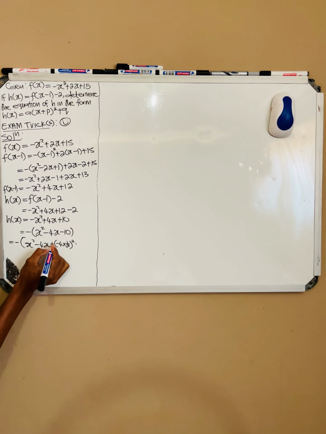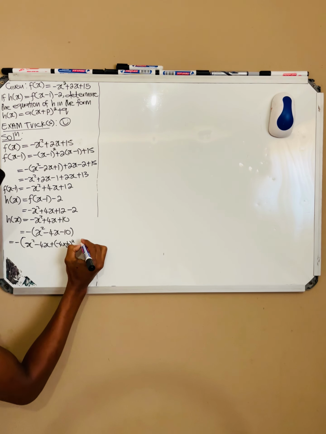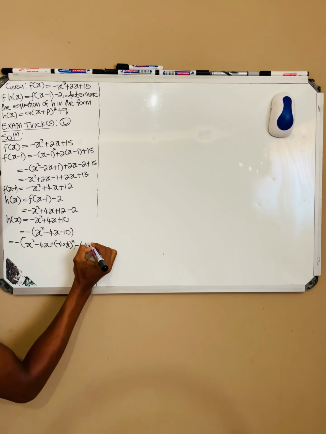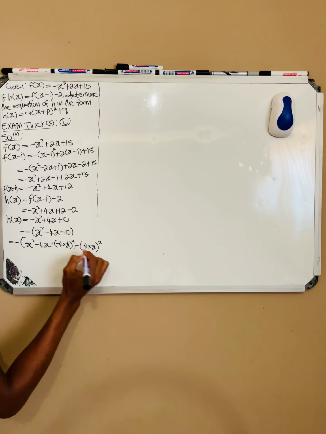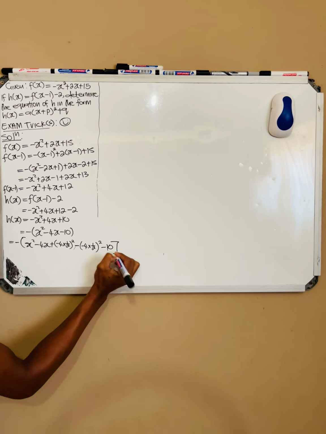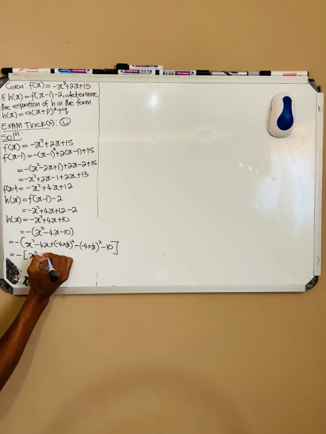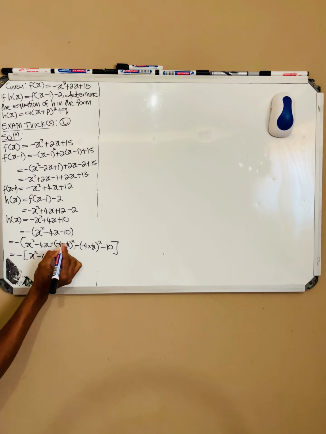Then you come and subtract it again. So we'll have minus (minus 4 multiplied by half) all squared, then minus 10. Then we close the bracket. So this is the same as minus, square bracket, then we'll have x squared minus 4x plus the inside, minus 4.